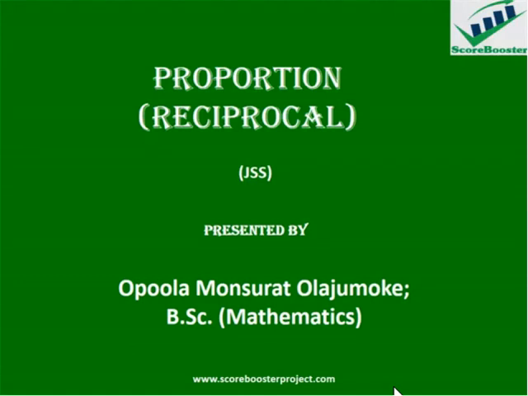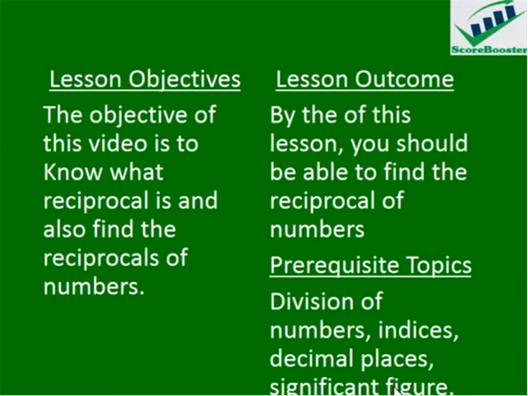By Okola Nosirat Olajumoke. So the objective of this lesson is to know what reciprocal is and also find the reciprocal of numbers. It can be fractions, it can be decimal numbers, and so on. So that by the end of the lesson, you know what reciprocal is, and also you'll be able to find the reciprocal of numbers and apply this knowledge in the topic indirect proportion.